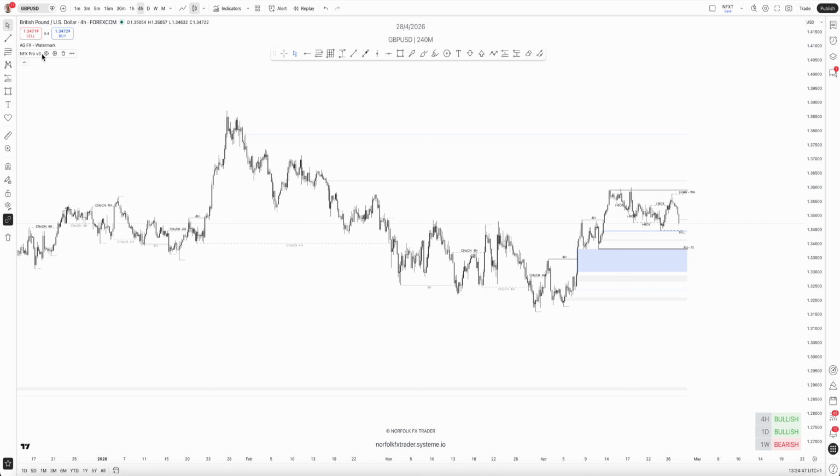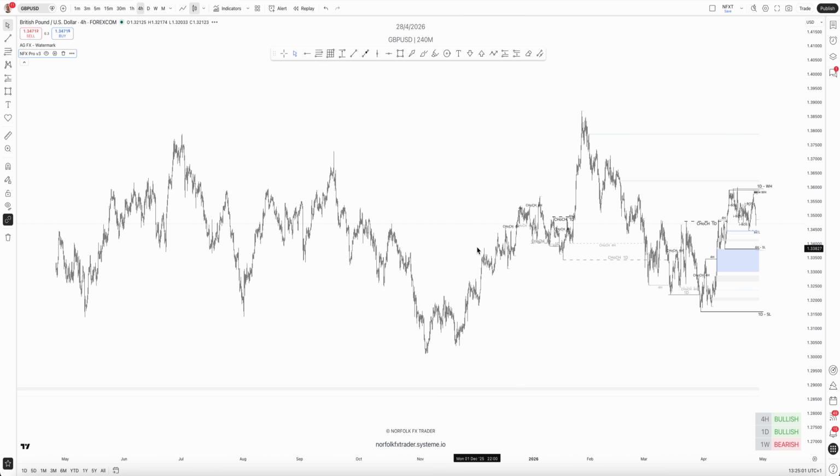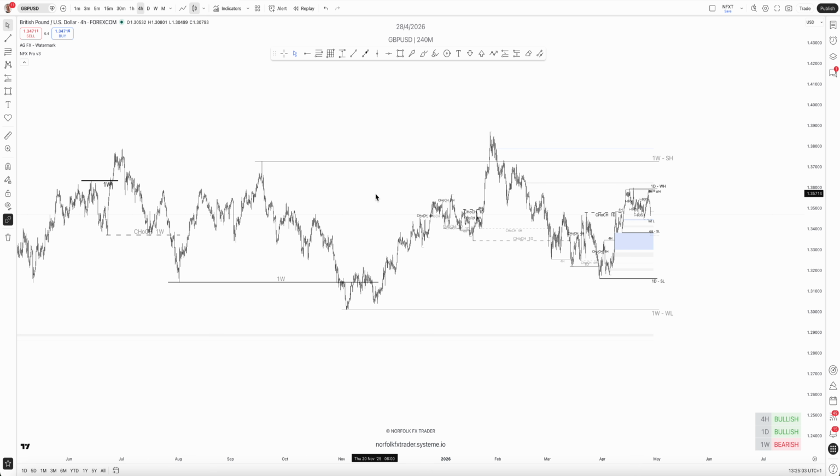So what I'm going to do is show you how this can all be put onto one single time frame. So I've just put the daily on, and I'm also going to put the weekly on as well. And we'll just zoom the chart back out so you can see all this. So we have the last weekly break to the downside, current week low, and strong high.